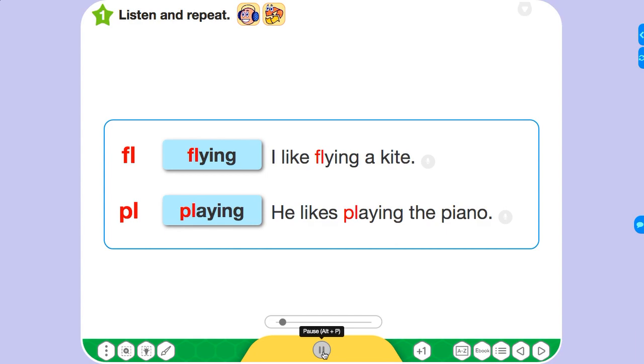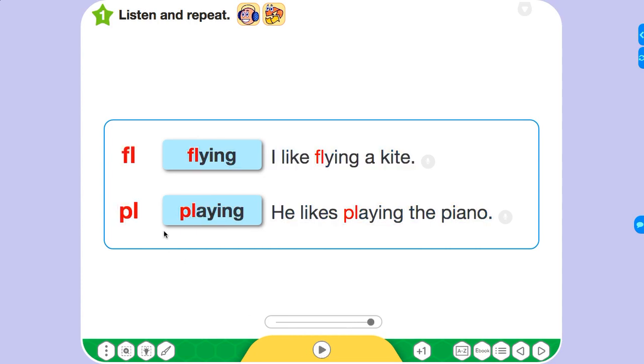Page 50, Lesson 3, Activity 1. Listen and repeat. Fl. Flying. I like flying a kite. Pl. Playing. He likes playing the piano.